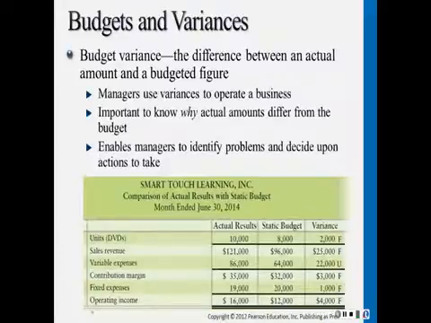This chapter builds on your knowledge of budgeting. A budget variance is just the difference between an actual amount and the budgeted figure. Managers use variances to operate a business. It is important to know why actual amounts differ from the budget. That enables managers to identify problems and decide what action to take.